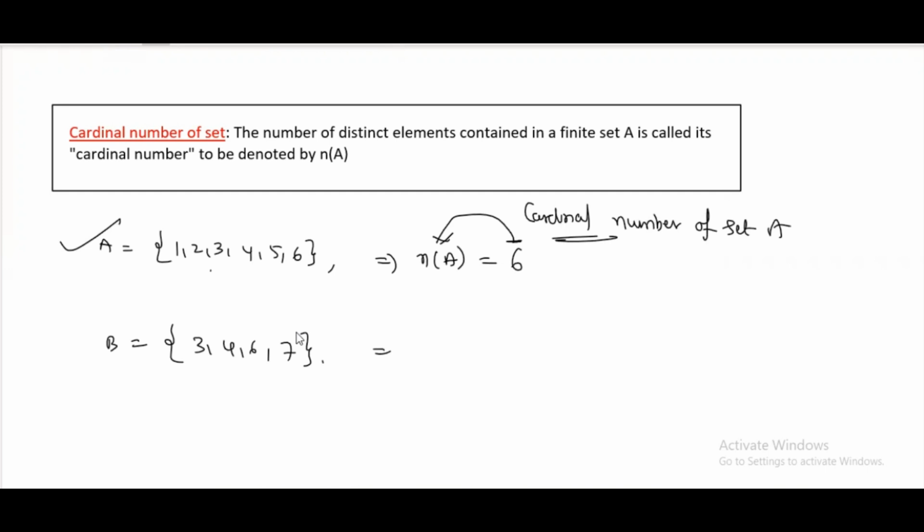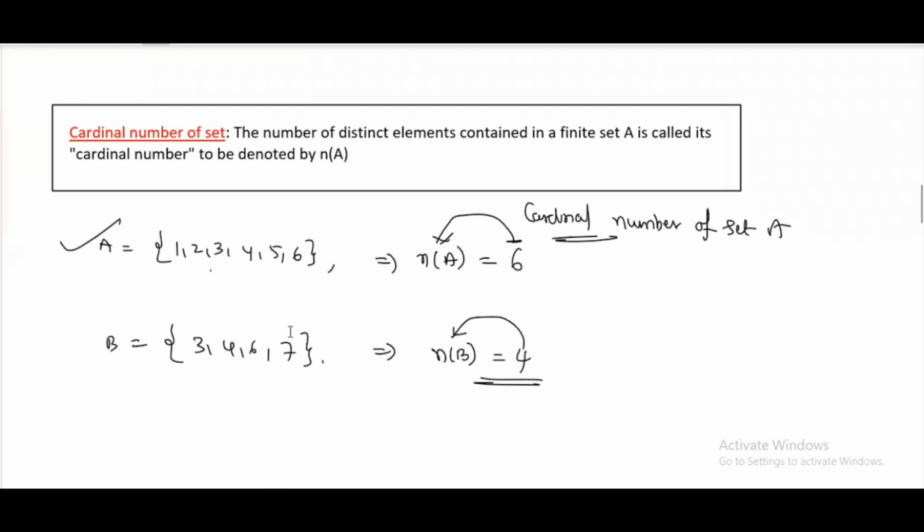Similarly, if I ask you how many elements are present in set B? There are only 4 elements. So n of B is equal to 4. Here this 4 is called the cardinal number of set B.